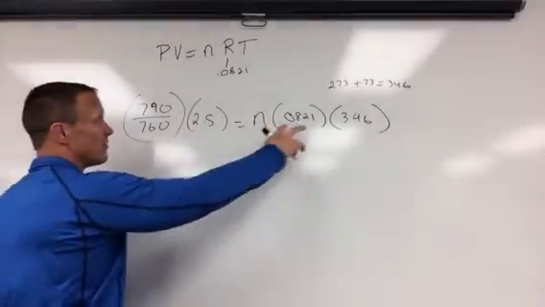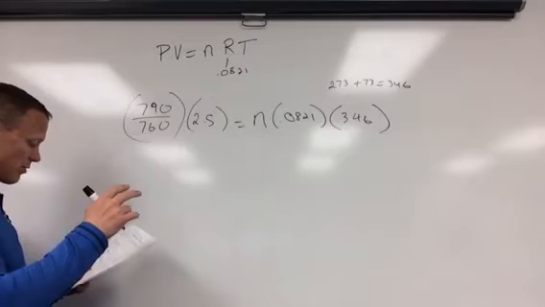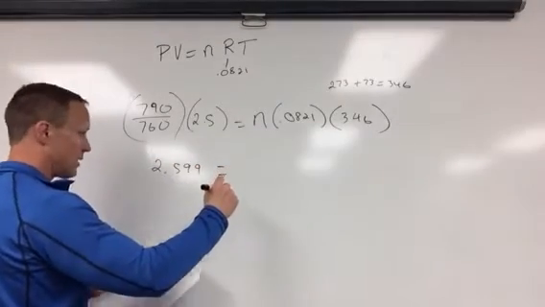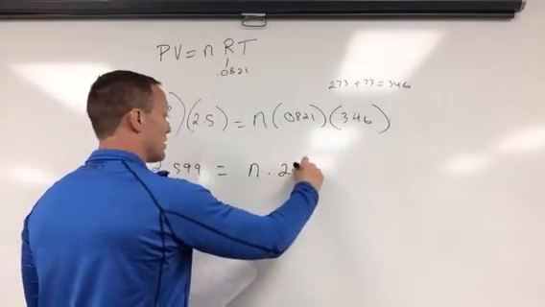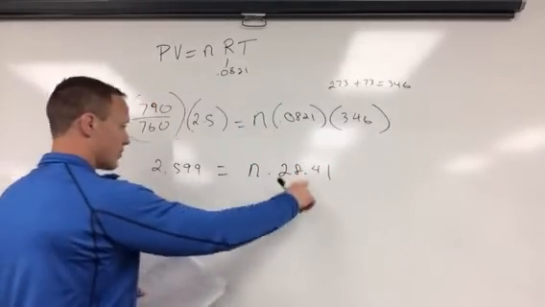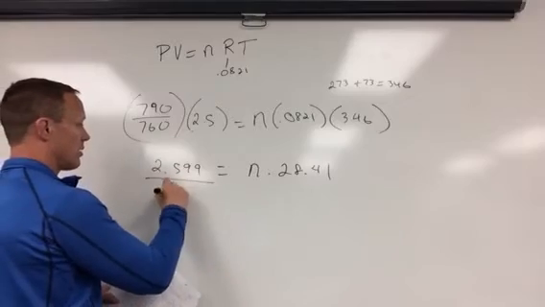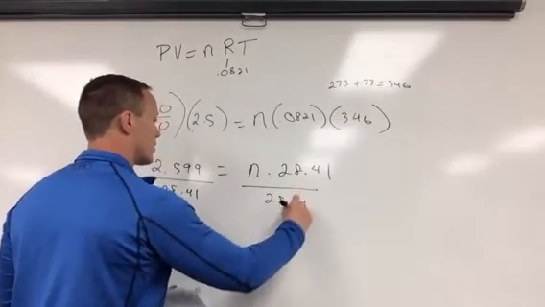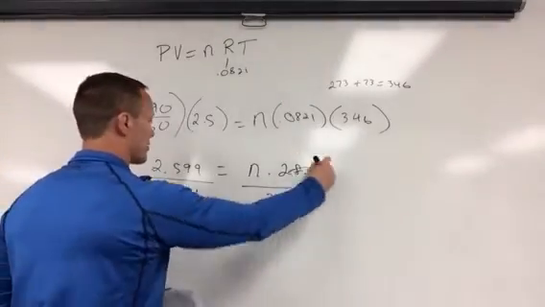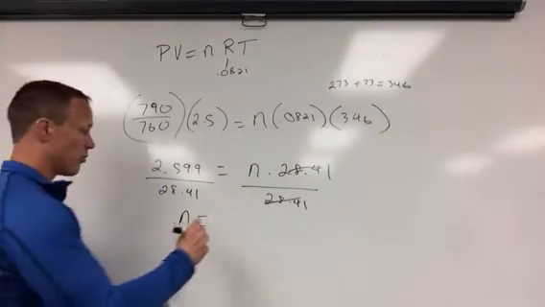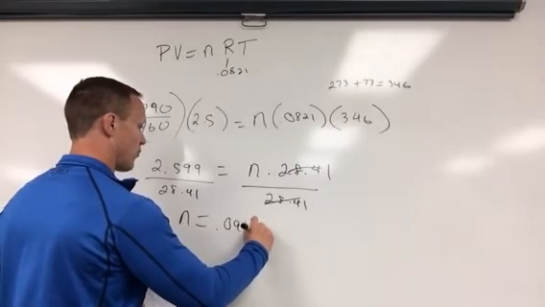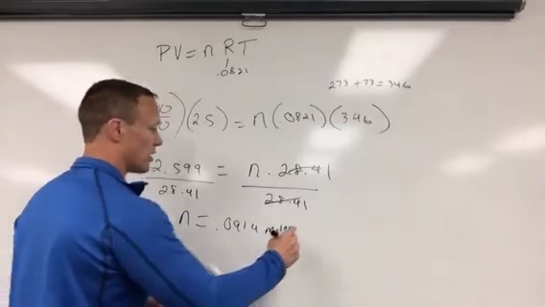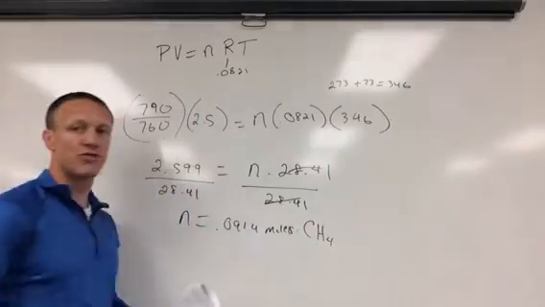I'm going to multiply these and you divide by these 2 numbers right here. You end up with 2.599 equals n times 28.41. So divide by 28.41, divide by 28.41. So those cancel. Divide those 2. Our moles are 0.0914 moles, and that's moles of methane gas, CH4.